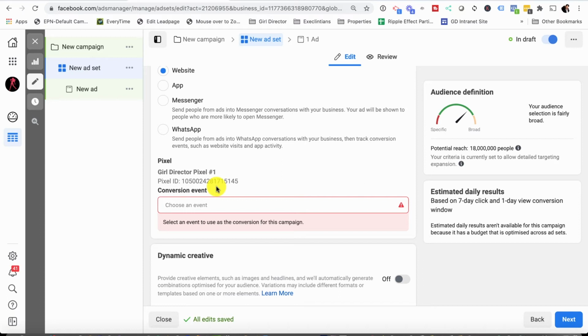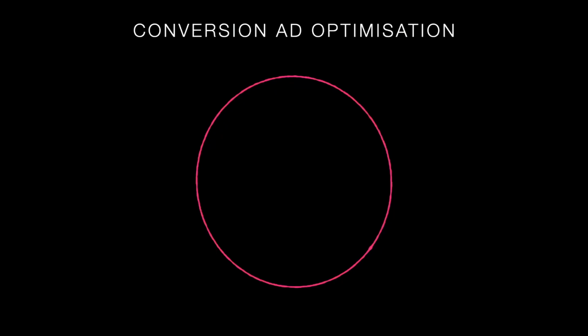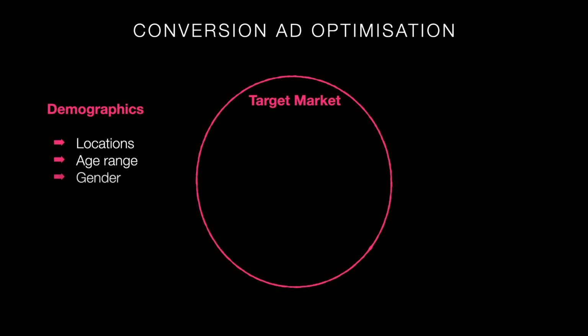So let's look at how this can work. I like to call this process conversion ad optimization. Think of this circle as your target market. Remember that your target market, like you would have seen in previous training I've done, includes selecting the demographics like the locations, the age range, the gender, interests, and behaviors. On top of these demographics, we're going to be looking at the best way to track people who are more likely to convert.